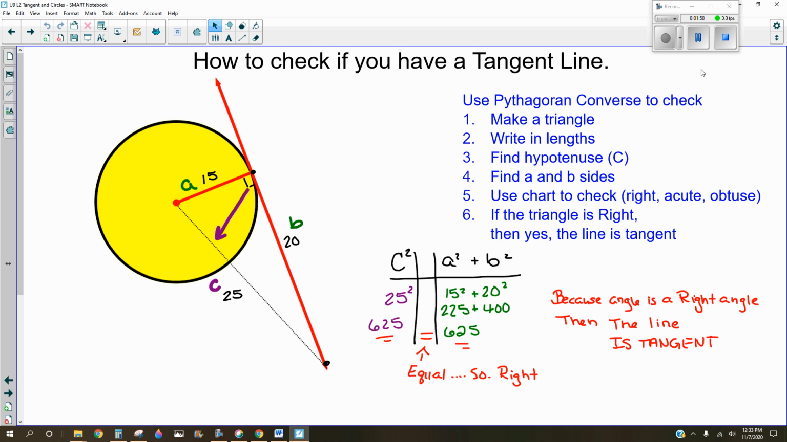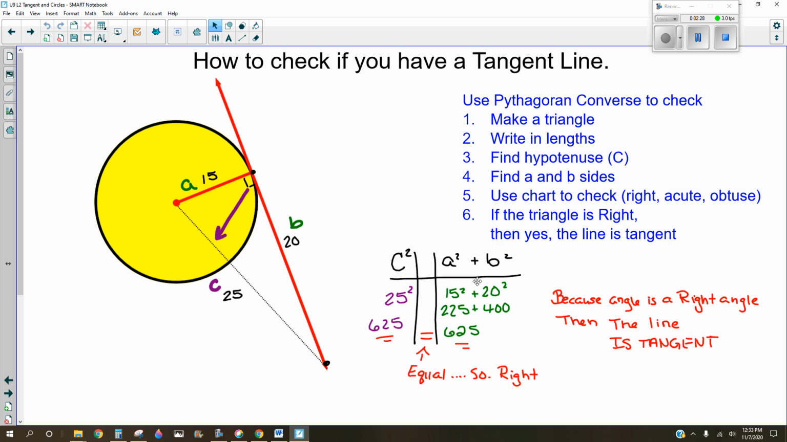Here are our steps, and I've done this one for us. Number one, I made a triangle out of what I'm checking for tangent and what I think is my radius. Now, if it all works out, this will be 90, which means this is my hypotenuse. This is C over here, which means these would be A and B. And so I just wrote some lengths in here. The problem will give you numbers to write in. So I would write those in.